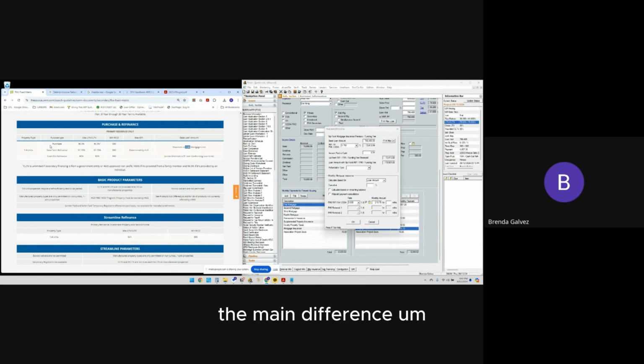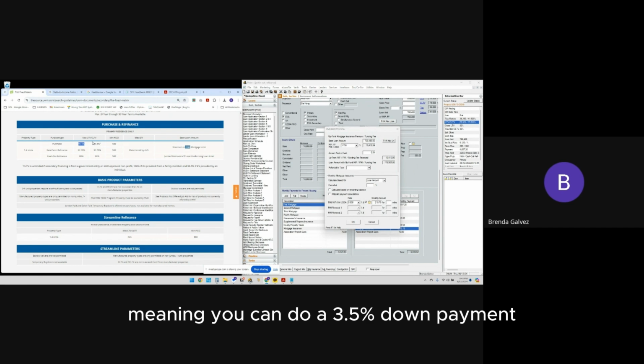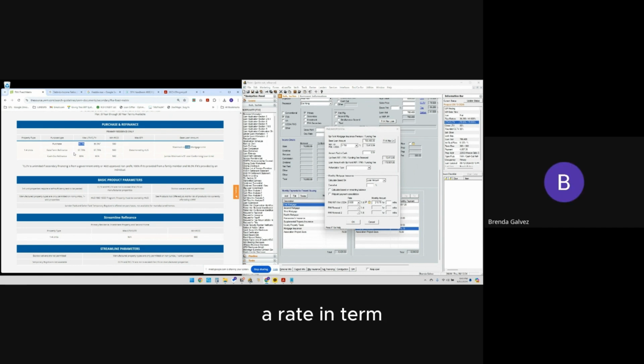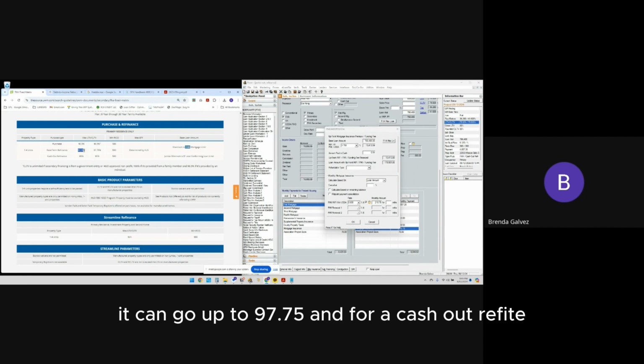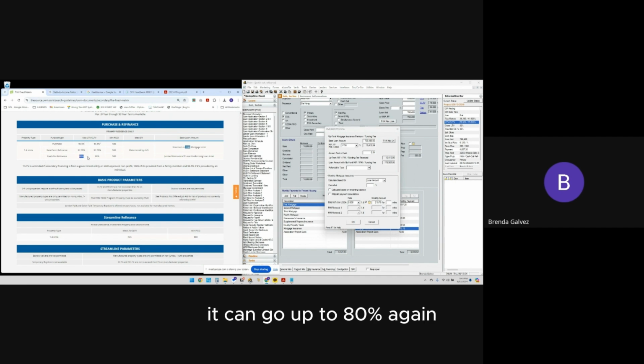The main difference is that whether it's 1, 2, 3, or 4 units, LTVs stay the same. They don't change, versus conventional, where depending on how many units the property was, it changed. On a purchase, the LTV you can do is 96.5, meaning you can do a 3.5% down payment. Yes. A rate and term can go up to 97.75. And for a cash out refi, it can go up to 80%.